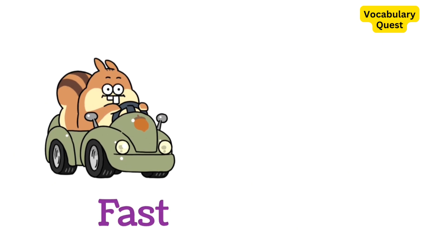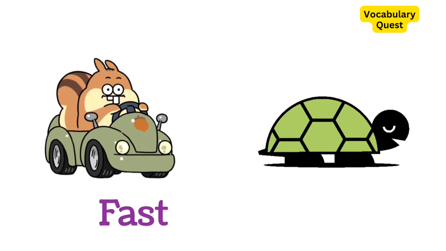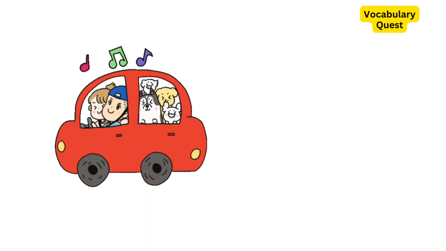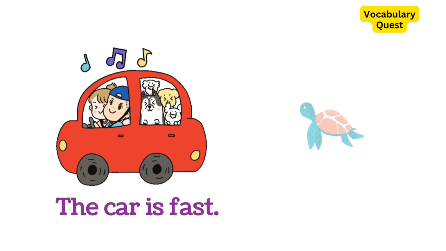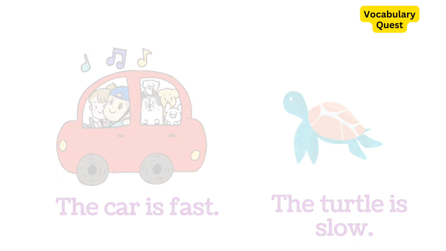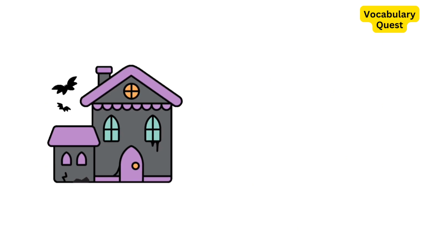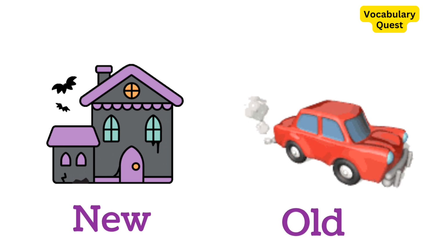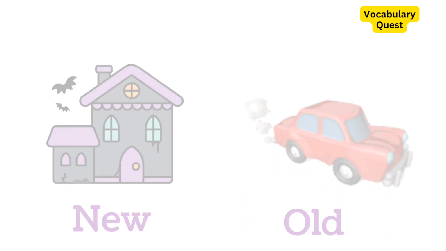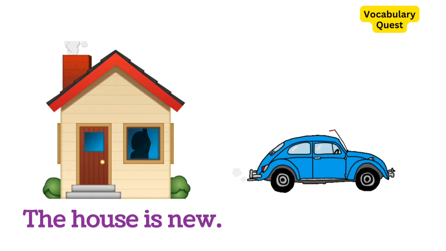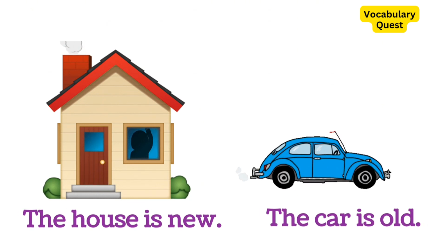Fast, slow. The car is fast. The turtle is slow. New, old. The house is new. The car is old.